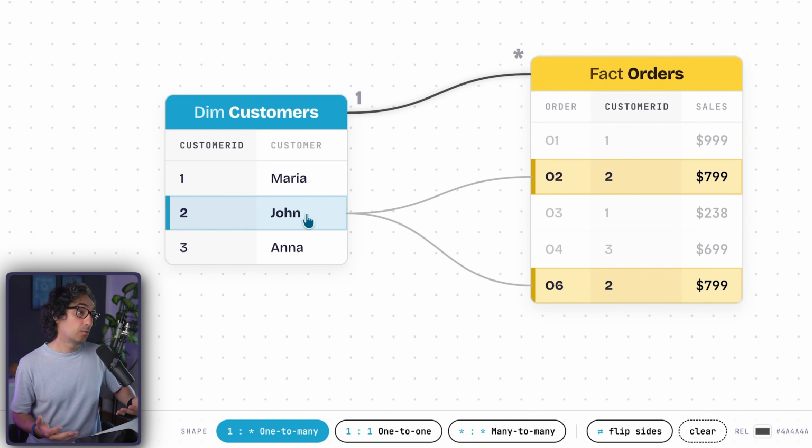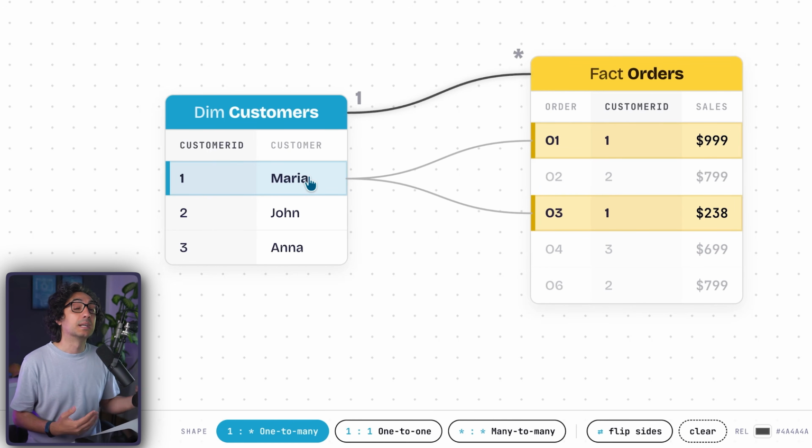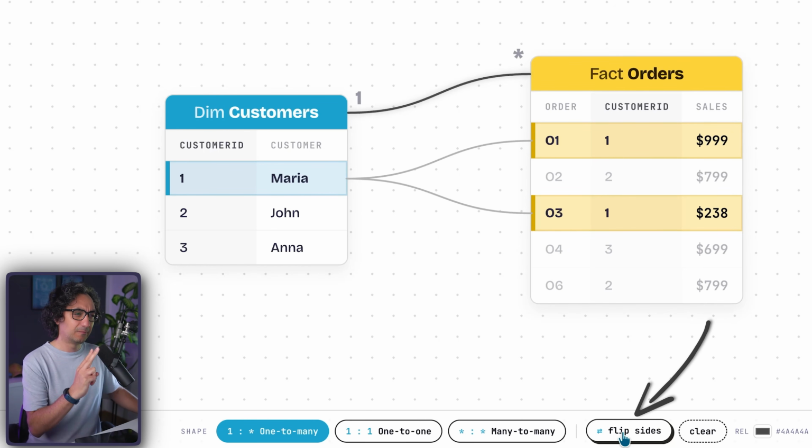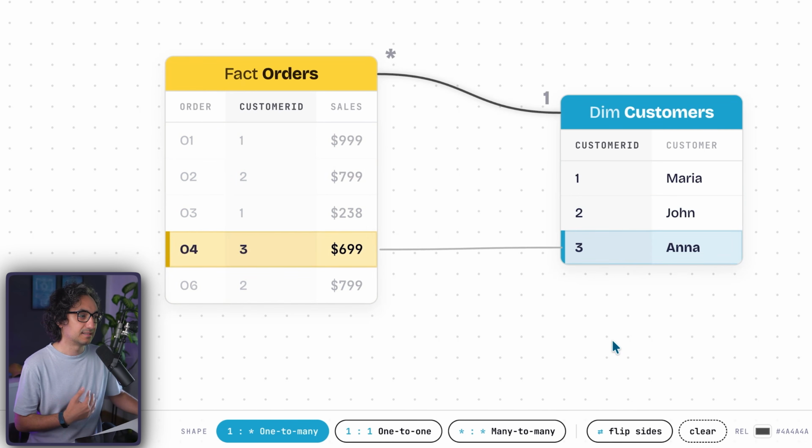On the left side, 1. On the right side, many. But of course, this is not a must. Like for example, Anna, she ordered only once. But since we have duplicates from other customers, this relationship is going to be 1 to many. Now the many to 1, it's exactly the same, but we just flip. So if the dimension is now on the right side, we can say it is a many to 1 relationship. So the same thing, we are just flipping the sides, nothing new.